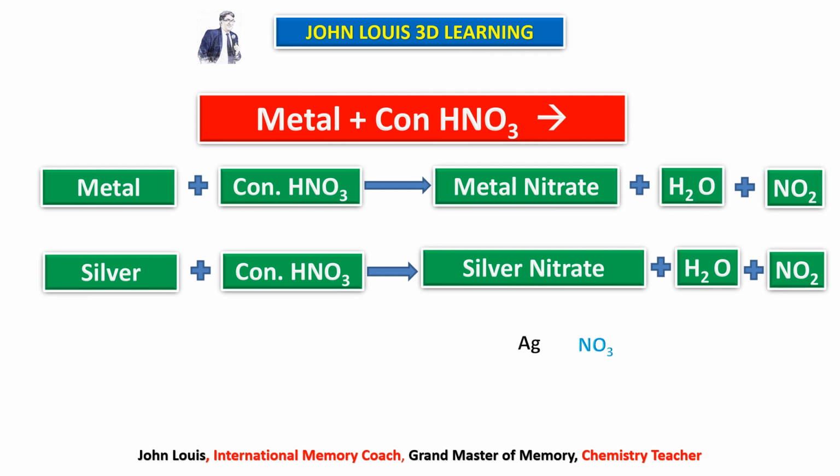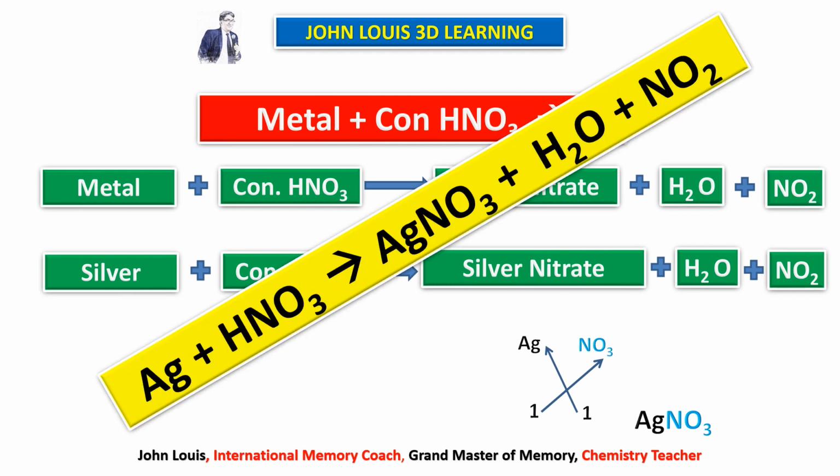How can you write the formula? Silver is Ag, nitrate is NO3, valency 1 and 1. If you interchange, you will get AgNO3. Therefore, what is the equation? Silver is Ag, nitric acid is HNO3, gives silver nitrate, the formula we just derived, AgNO3, plus H2O, water, plus nitrogen dioxide, NO2.